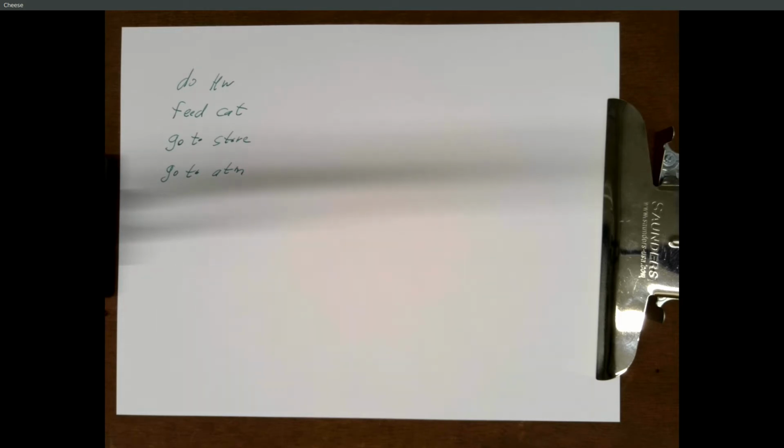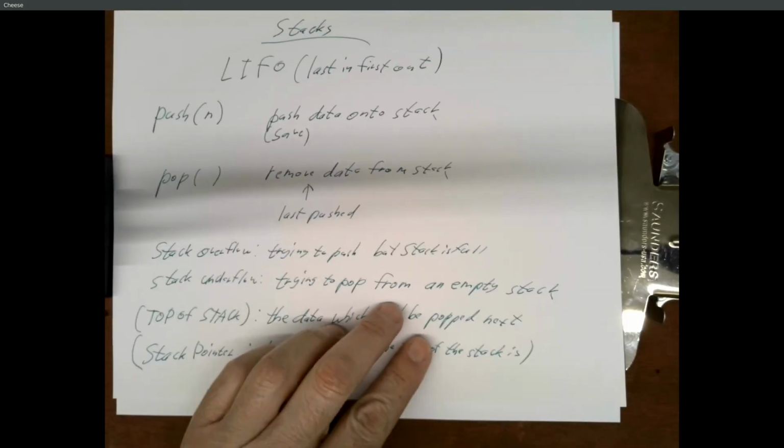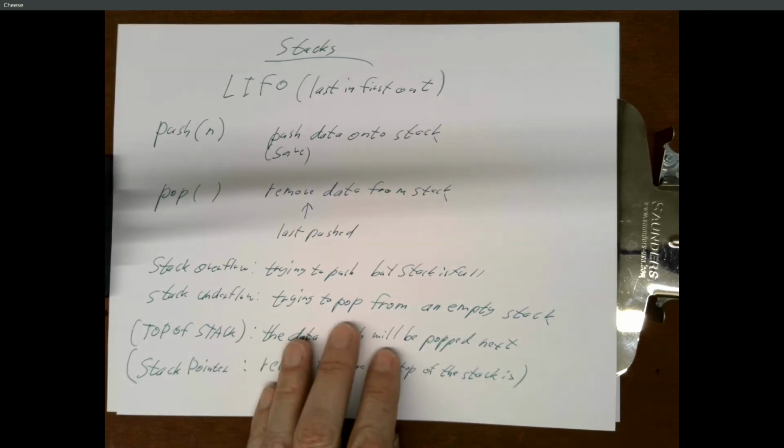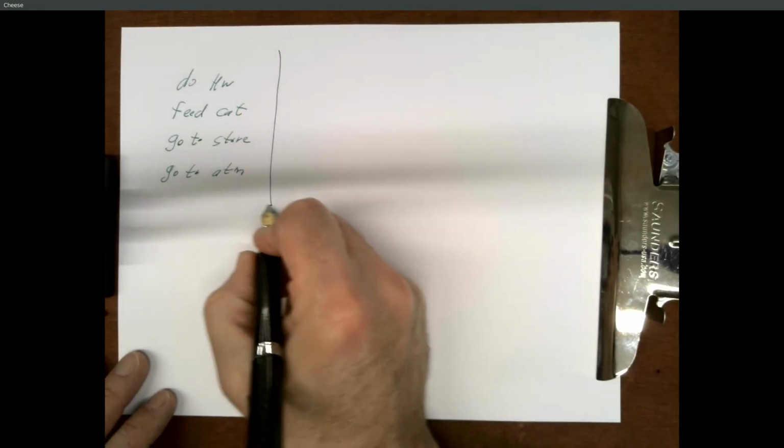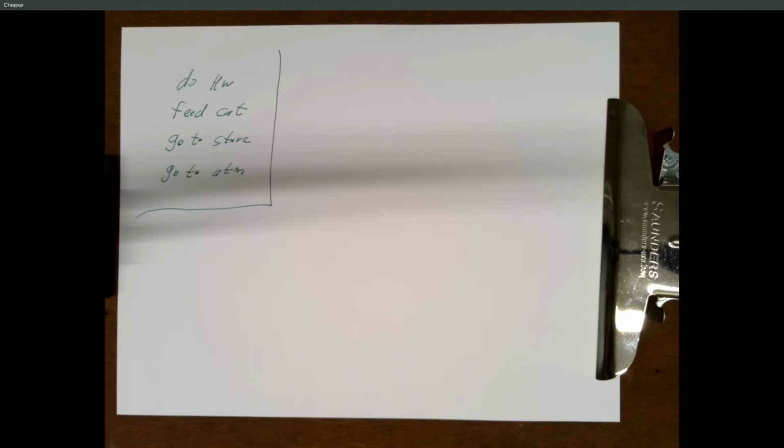All right, so basic terminology. So where do we use this in computer science? Because our PC doesn't really do our homework or feed our cat for us. So what's the main place in CPU architecture, operating system, program where we would use a stack?